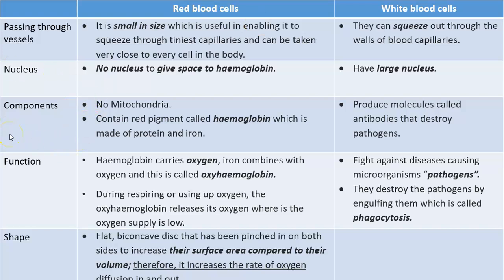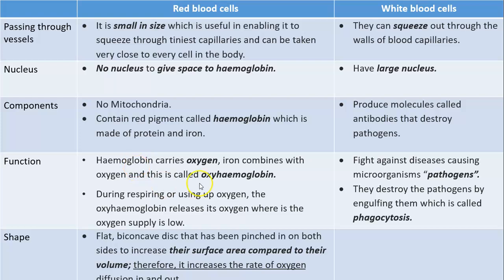Components of the cells. Here we have no mitochondria. We are missing some of the organelles, of course, because we don't have a nucleus to give orders for those organelles to work. But we have hemoglobin. This is the main thing we have, that's made of protein and iron. White blood cells produce antibodies to destroy pathogens, so they have a lot of ribosomes.